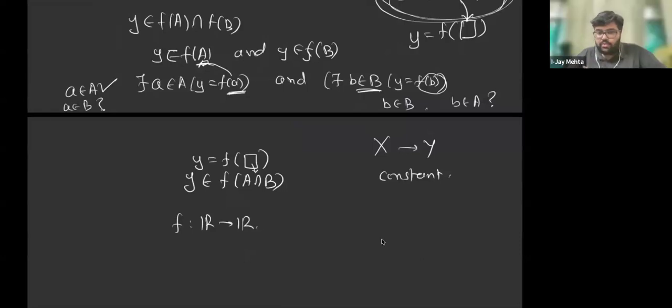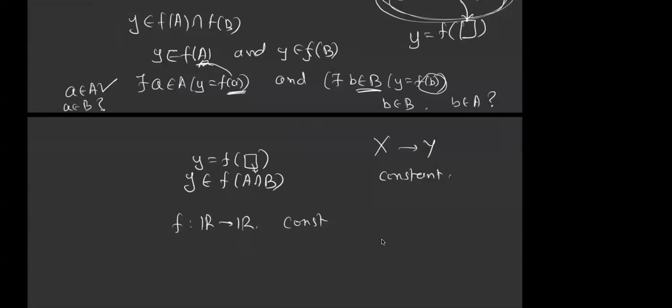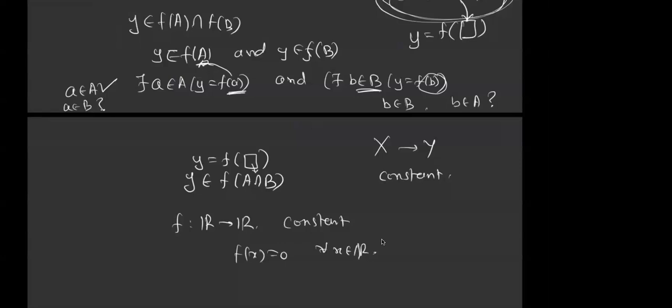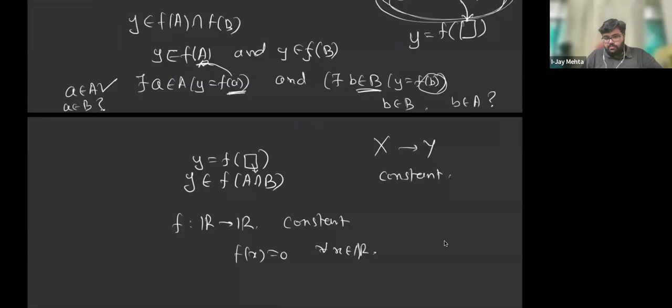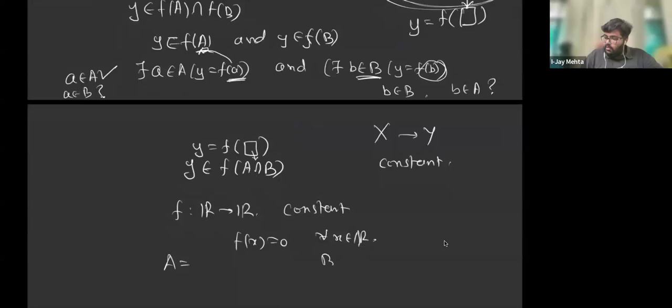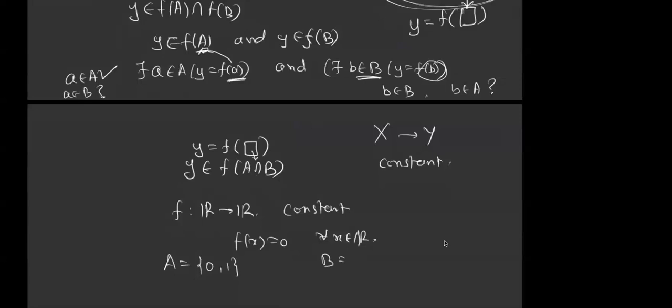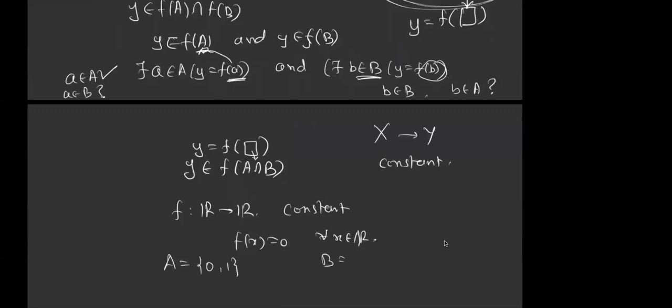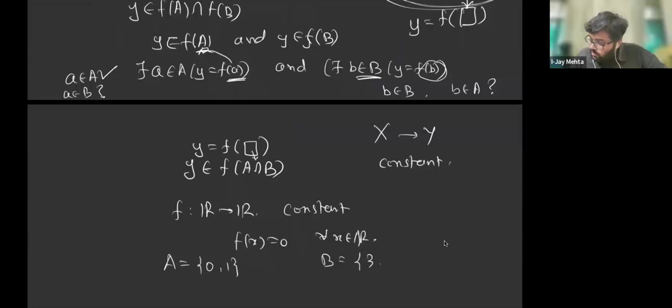Swati, can you give a constant function from R to R? f of x equals 0, for any x in R, right? Yes. Now, Swati, give me two sets. A equals {0, 1}, and B equals? {0, 1, 2, 3}. I don't want a subset. I want something different. {3, 4, 5}. Okay, good.